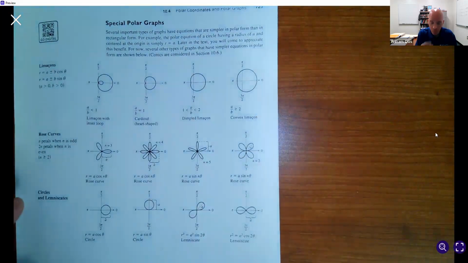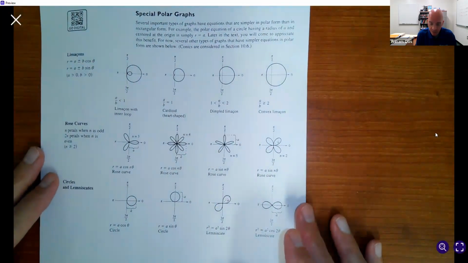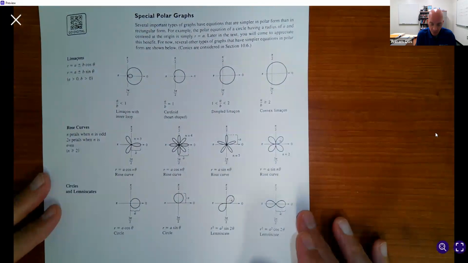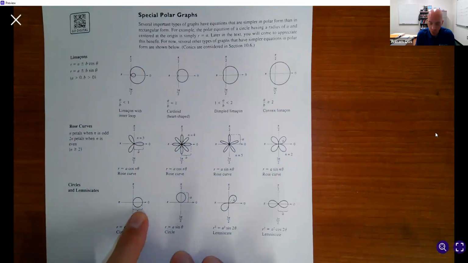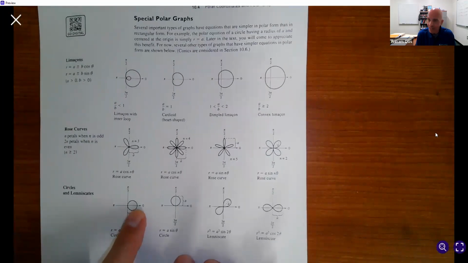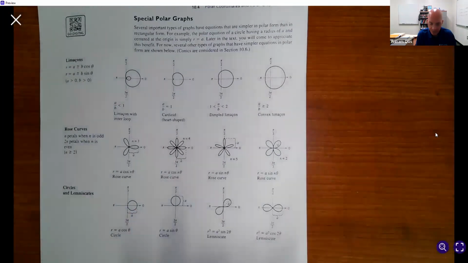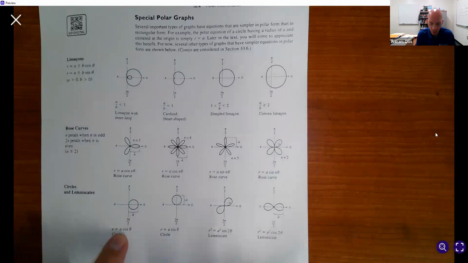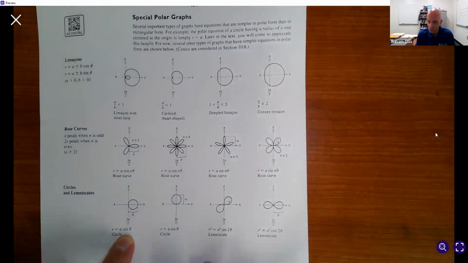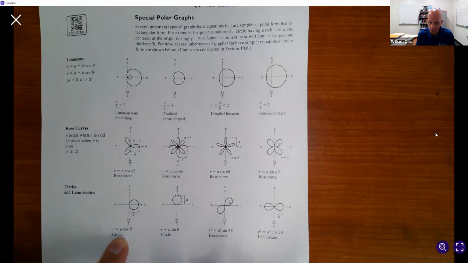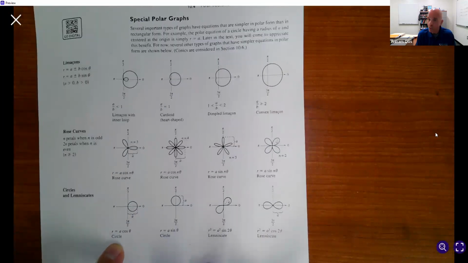I gave you a sheet during lecture which summarized the graphs, and I want to talk about some examples. In lecture, we've already talked about a circle on the polar axis, or the so-called positive x-axis, where we have R equals A cosine theta. And we also showed, by doing a replacement using the transformations, that it was a Cartesian equation of a circle. So these are quite simple and very useful.